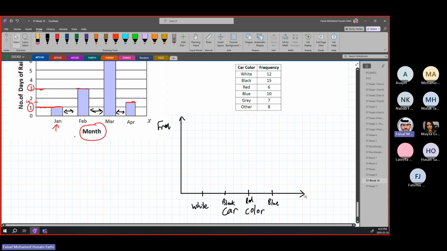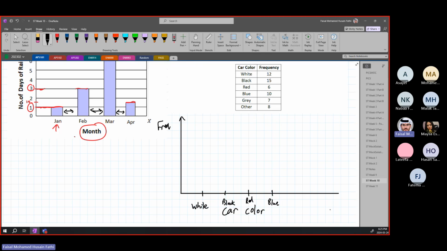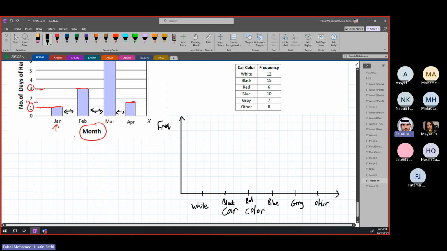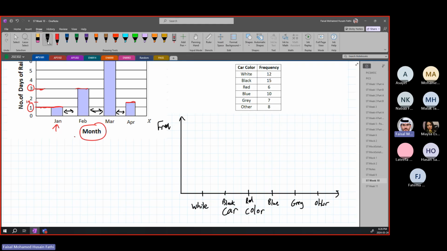I'm going to need more space, so let me extend this line a bit more. After blue, we have gray, and then we have other, so any other color. And for the frequency, again, you're going to see your lowest value all the way up to your largest value. We start from 6 and our largest value is 15. So let's go every 2, for example: 2, 4, 6, 8, 10, 12, 14, 16, and that's basically it on our y-axis.